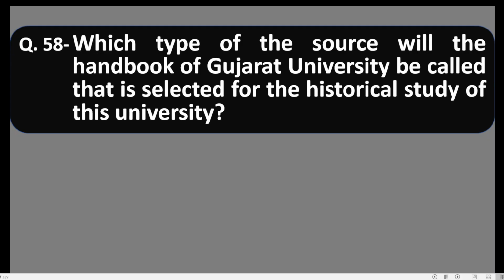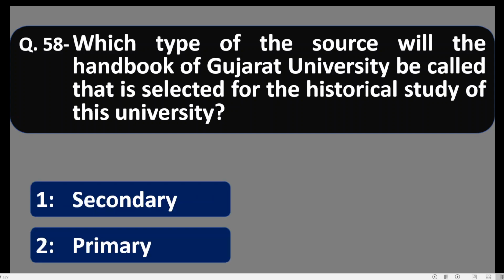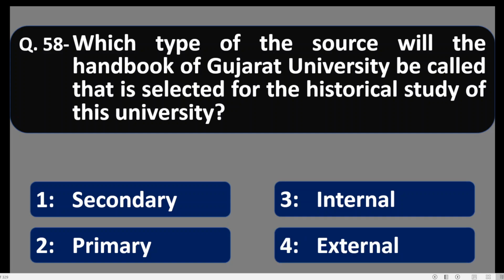Question number 58. Which type of source will the handbook of Gujarat University be called, that is selected for the historical study of this university? Secondary, primary, internal, external. It is a secondary source for historical study.